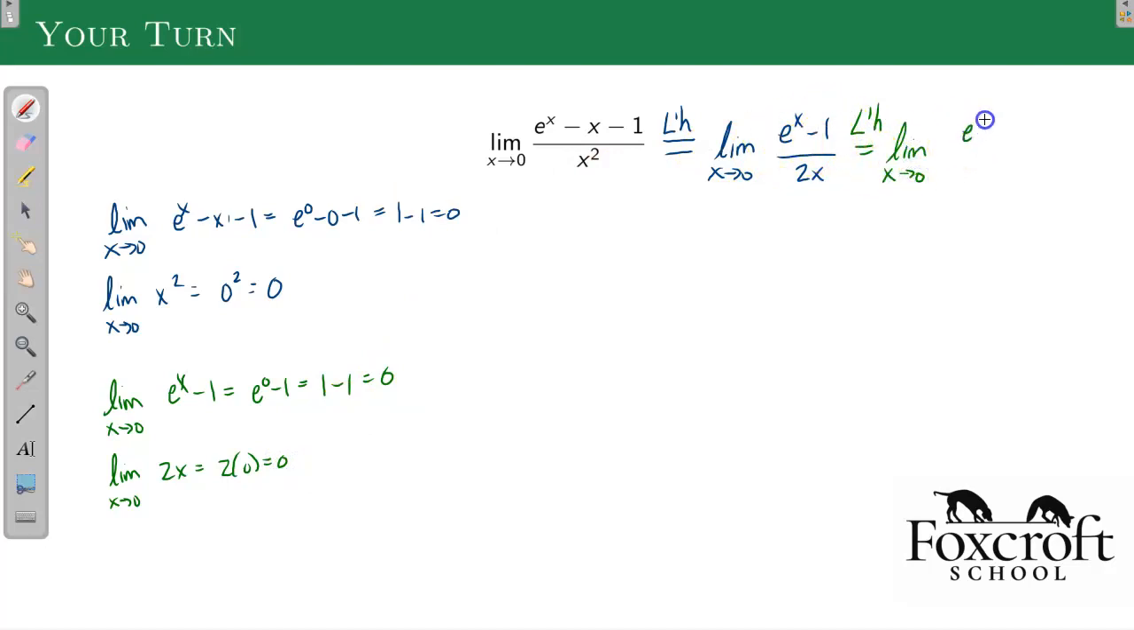Derivative of the top is just e to the x. Derivative of the bottom is 2. And now I definitely can't get 0 on the bottom, so now I know I can just plug in my value. And I get 1/2 as my final answer. Not something you would probably guess by looking at this, but doing L'Hopital's rule, making sure you write out all your limits, shows you the answer.